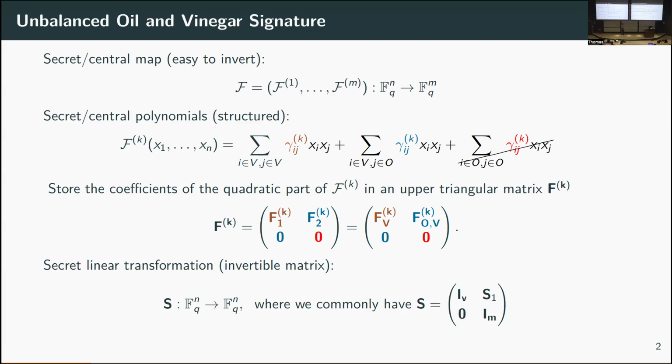Moreover, you also have this secret linear transformation S, which is used to hide the structure of F. Together, F and S build the secret key. Commonly, this secret transformation S is also of a special structure: we have the identity on the diagonal, and we really just have this smaller submatrix, which is the secret.